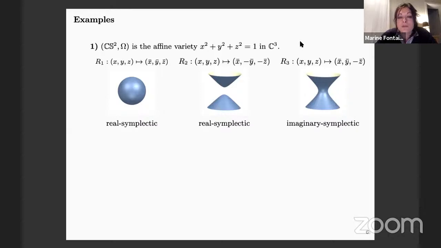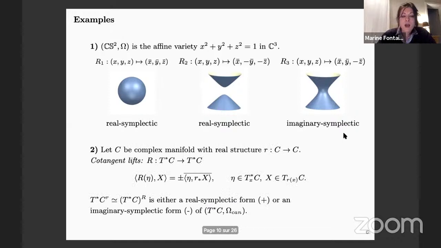And Phil will explain in this talk that in fact, those involutions come from Lie algebra involutions, because CS2 is also a coadjoint orbit of SL2C. And on SL2C, you have a group involution, and one of the fixed point sets is a compact real form, which is SU2. And this is why here you get a sphere, which is also a coadjoint orbit of SU2. And here you will get SU11 and here SL2R.